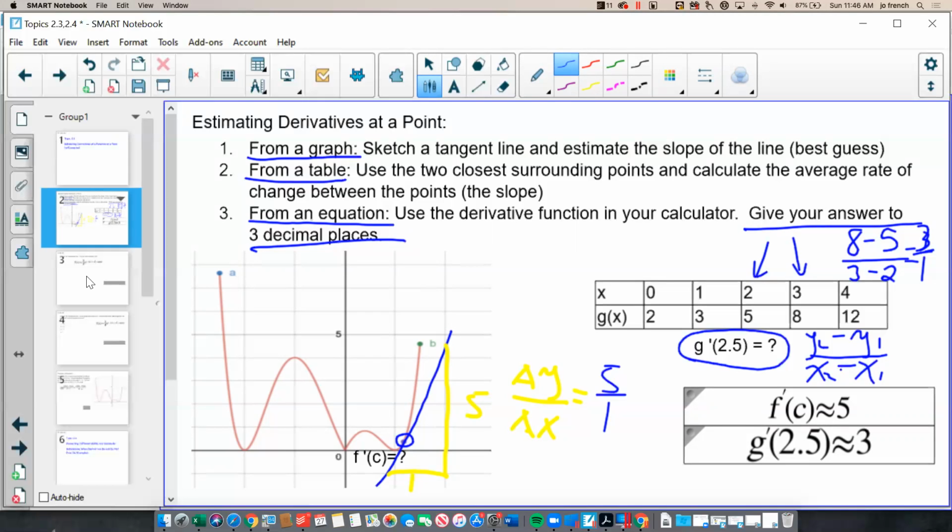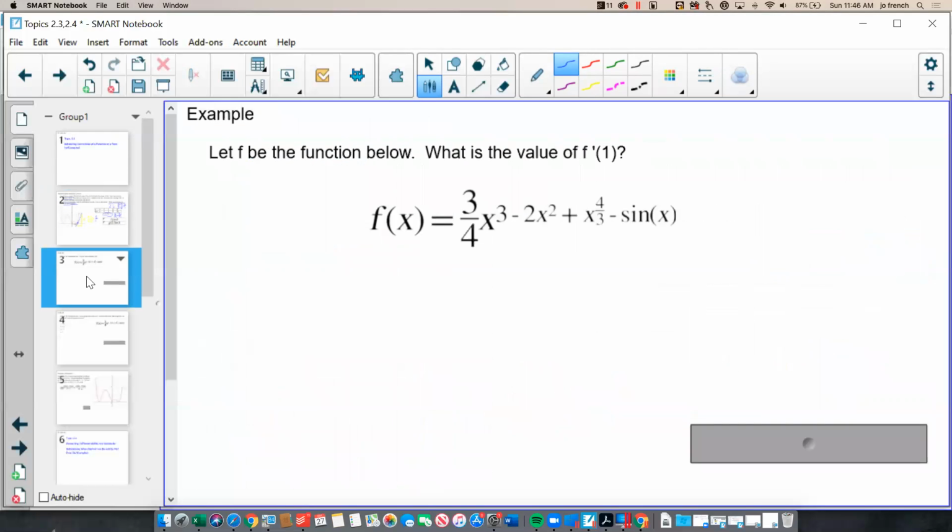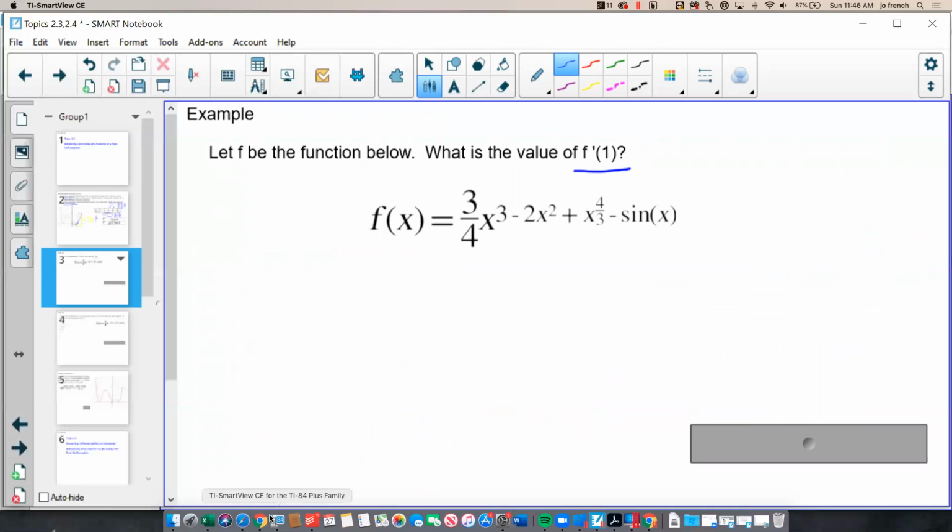So let's look at a question here. This function, f of x equals 3/4 x cubed minus 2x squared plus x to the 4/3 minus sine of x. And we want to know the value of the derivative when x equals 1. Here's where our calculators are such wonderful tools.